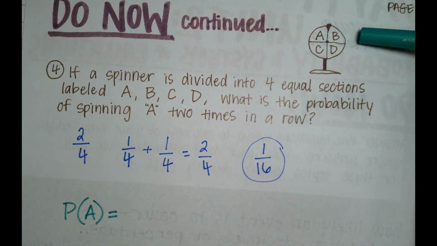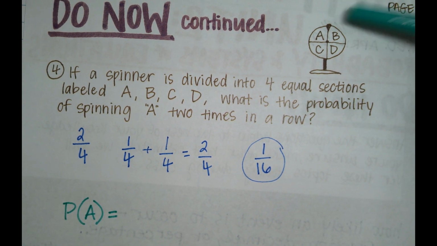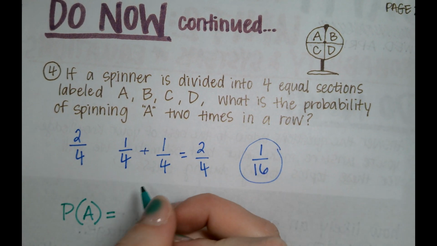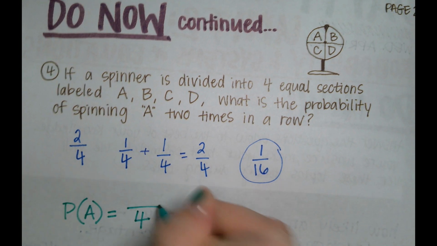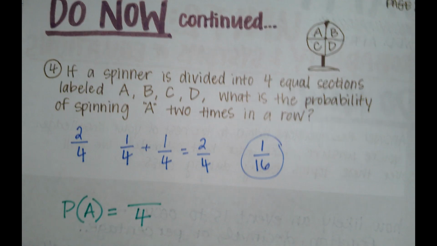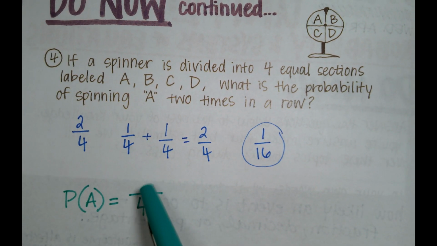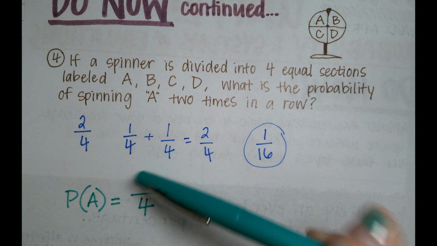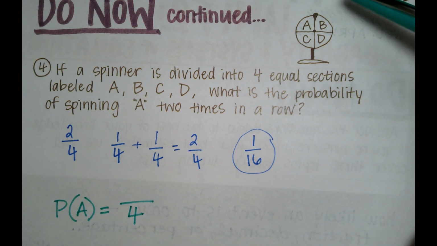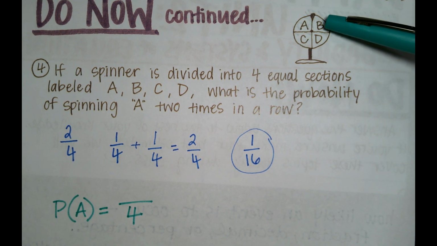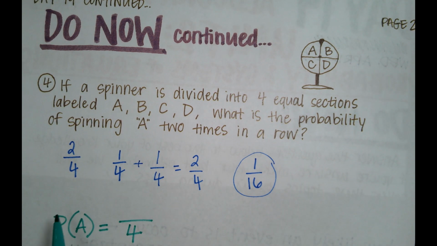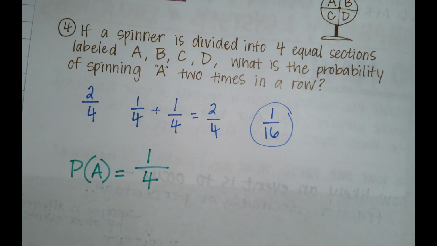So looking at my spinner, how many options are there here on this spinner? 4. There's 4 options. There's A, B, C, or D. So we're going to put 4 at the bottom. This will be our total number of outcomes possible. There's 4 possible outcomes. On the top, I'm going to talk about how many times is it possible to land on A if I just spin it once. So how many times is A listed on the spinner? Just once. So the probability of spinning an A is 1 out of 4 times.